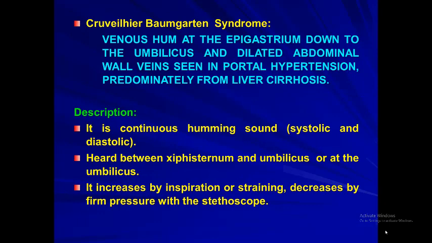If venous hum is heard at the epigastrium or down over the umbilicus, associated with dilated abdominal veins called caput medusa in a patient with liver cirrhosis, it is referred to by some literature as Cruveilhier-Baumgarten syndrome.